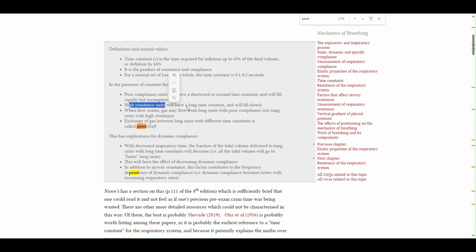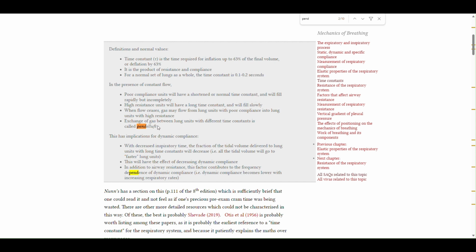A high resistance unit will have a longer time constant. So if something has high resistance, it will take a lot longer to fill. The important thing is it will fill, not like compliance. With poor compliance it won't fill, it can't stretch. But with resistance, it will fill, but it will take a long time.